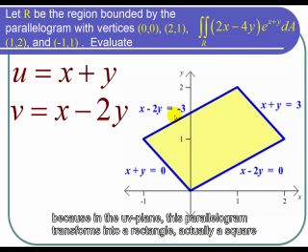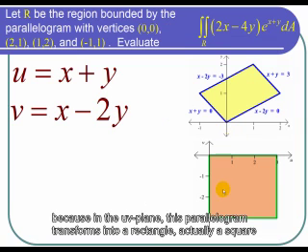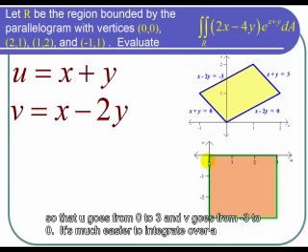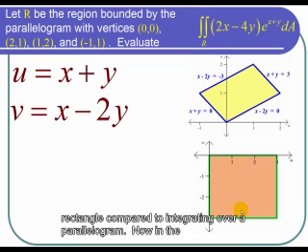And that's nice because in the uv plane, this parallelogram transforms into a rectangle, and actually a square, so that u goes from 0 to 3, and v goes from -3 to 0. And it's much easier to integrate over a rectangle compared to integrating over a parallelogram.